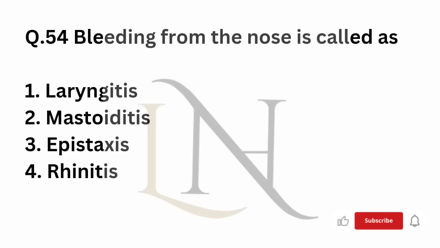Bleeding from the nose is called as option 1 laryngitis, option 2 mastoiditis, option 3 epistaxis, option 4 rhinitis. Answer is option 3 epistaxis is correct answer. Next MCQ.